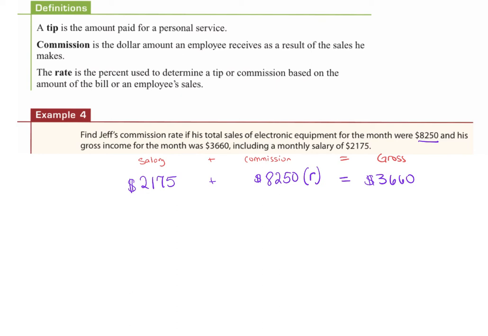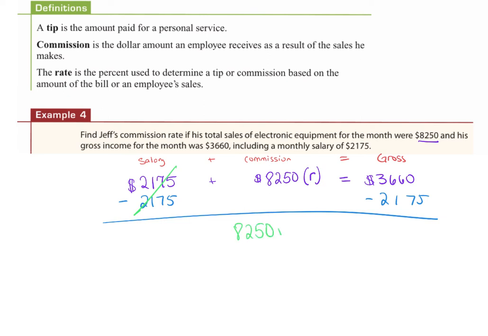So now I actually have an equation that I should be able to solve at this point in my math life. This is a two-step equation. What's the first thing I need to do to solve this? If I have a number plus something times r equals something, what's the first thing I need to get rid of? Yeah, the number that does not have the r. So I need to subtract 2,175 over. On this left-hand side, it cancels. I have 8,250 times my rate equals, what do I get when I subtract this? Yes, 1,485.